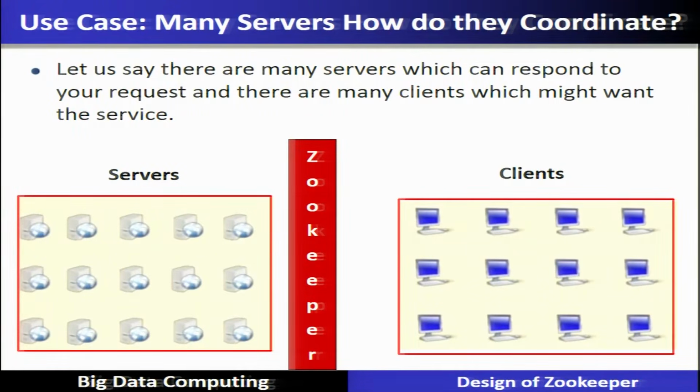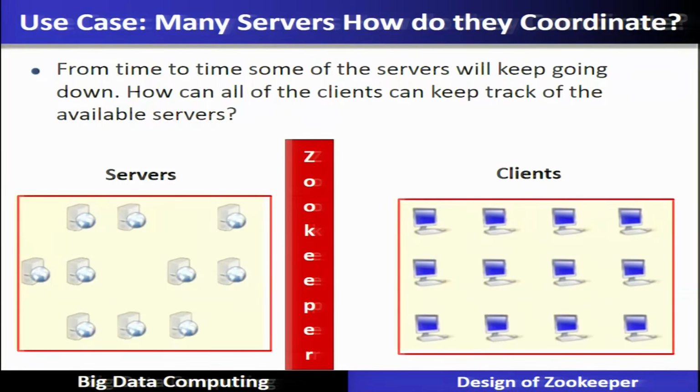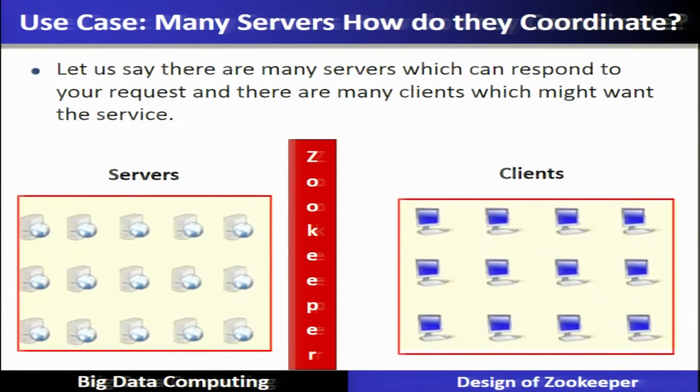So, now let us see that there are many servers which can respond to your request, and there may be many clients which want this particular service to run. The clients want to know which of these servers are alive at a particular point of time. Instead of every client maintaining the list of servers which are active and updating it at their level, let us keep a coordination service which is called Zookeeper.